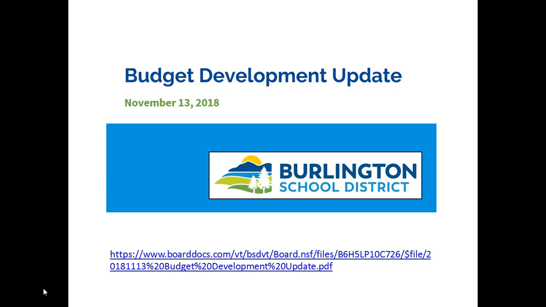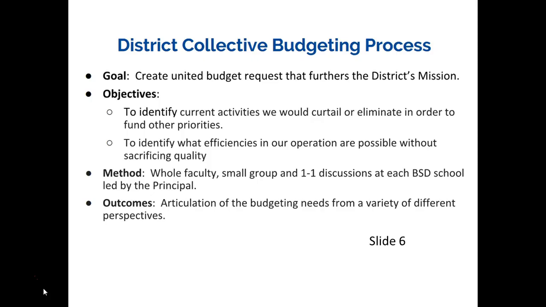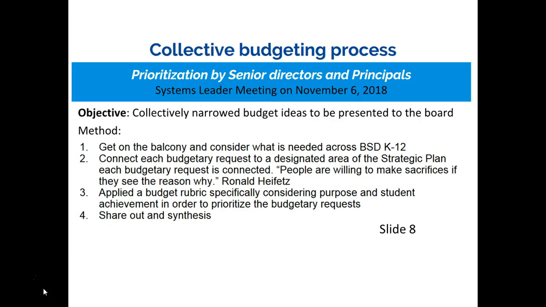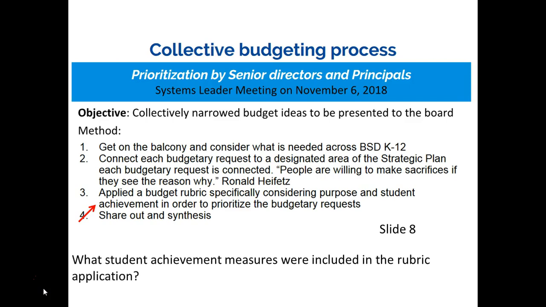The Burlington School Department started to begin the process for developing a budget. In that process, they're trying to balance the operational cost with outcomes, without sacrificing quality. And it begs the question, how is quality being measured? It refers to a rubric that was utilized. What student achievement measures were included in this rubric application?